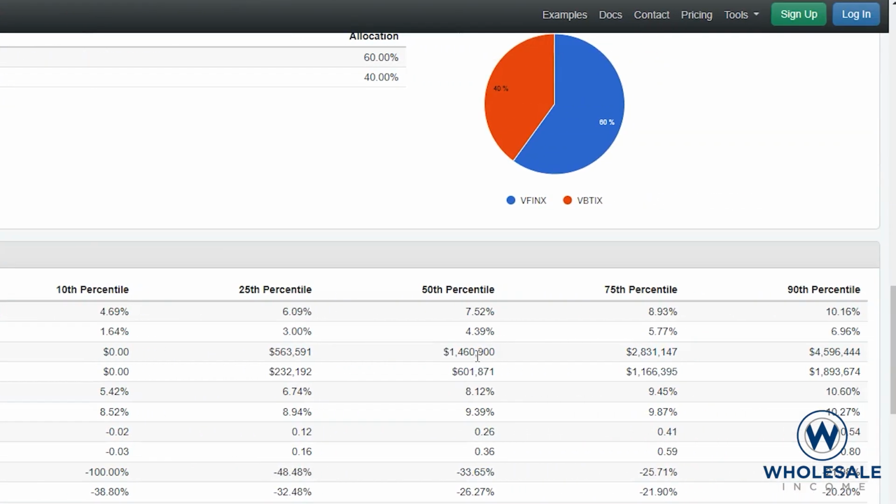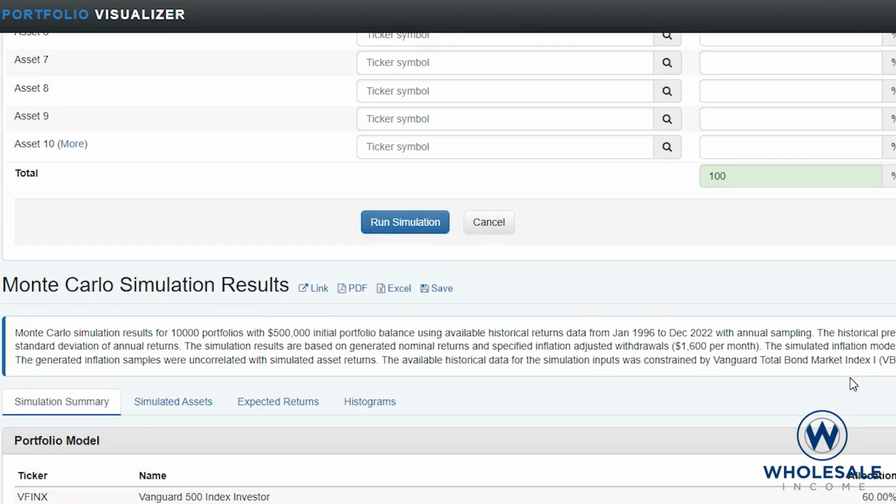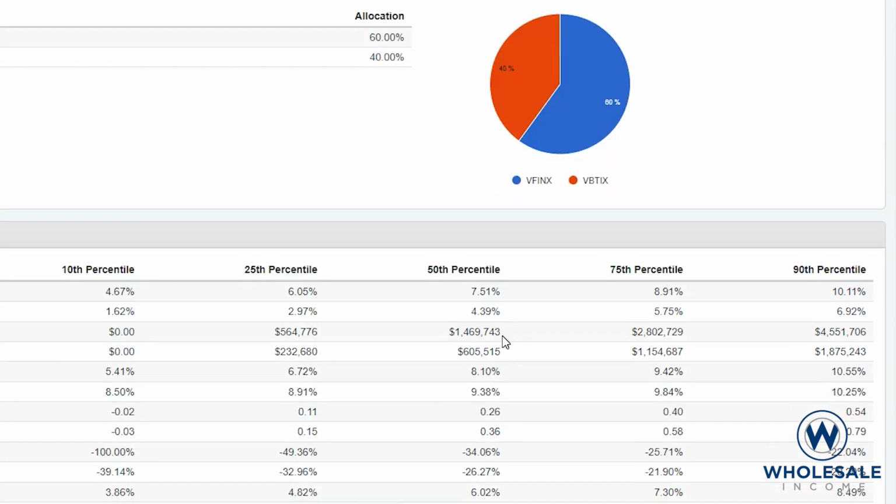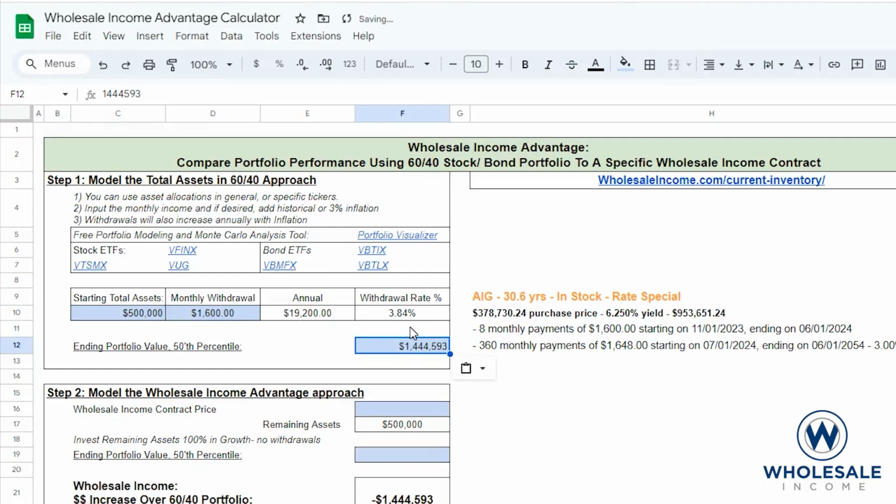Now, this time it's 1,460,900. Run it again. It's going to be slightly different. So your mileage is going to vary depending on when you do this and what tools you use. But again, the point here is just to look at an apples to apples comparison. So I'm going to put that number in here at the end in the 50th percentile, right in the median, middle of the road.